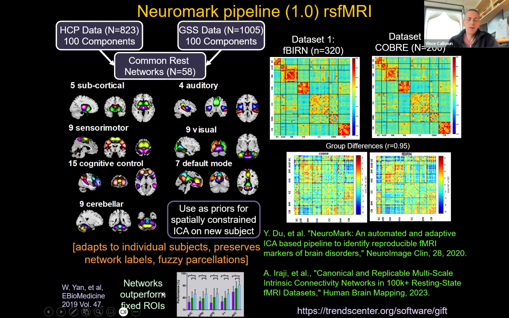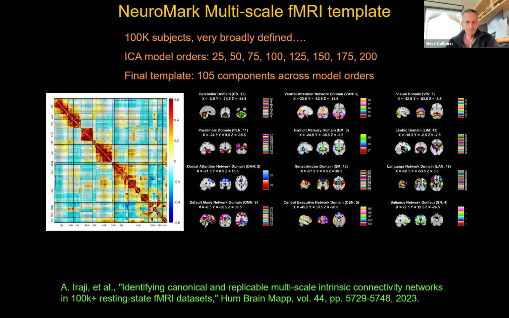If we look at just a few standard ones like the AAL Atlas or the Brainnetome Atlas, and we applied a classification algorithm, we found that the data-driven, spatially constrained ICA NeuroMark approach outperformed the Atlas-based approaches. And we continue to develop this.